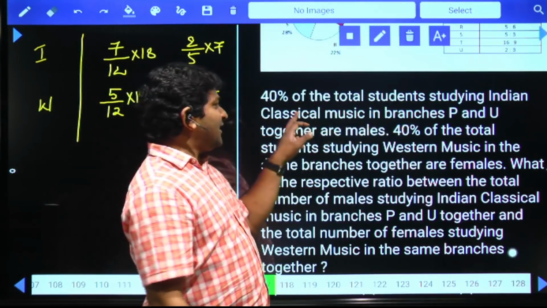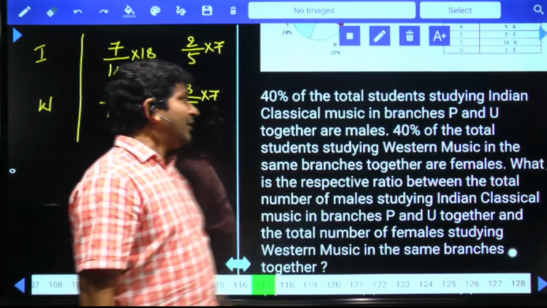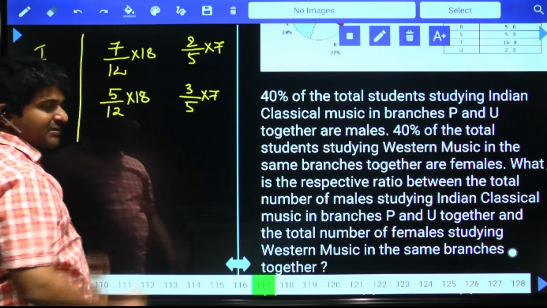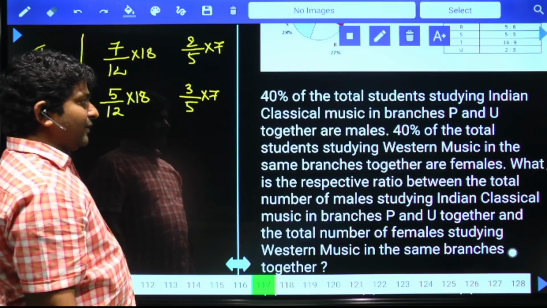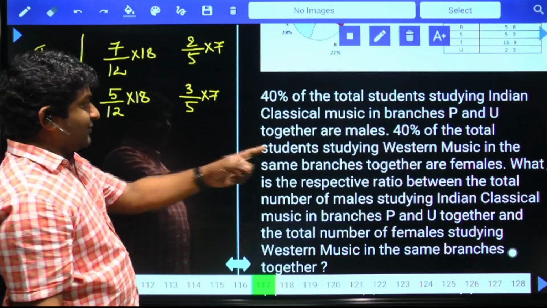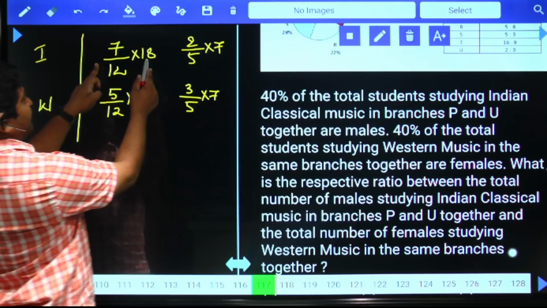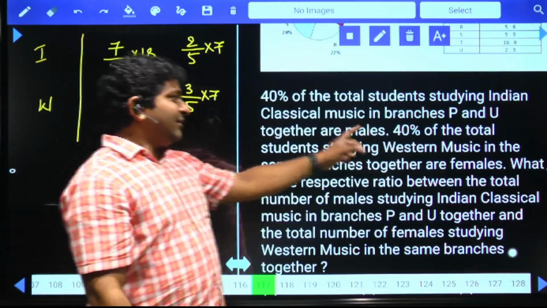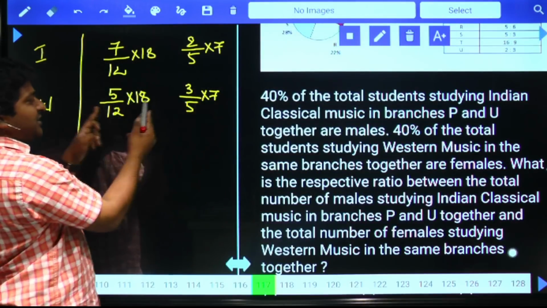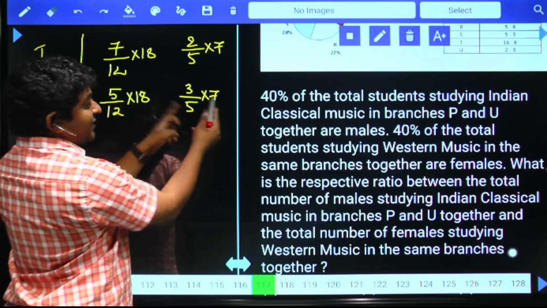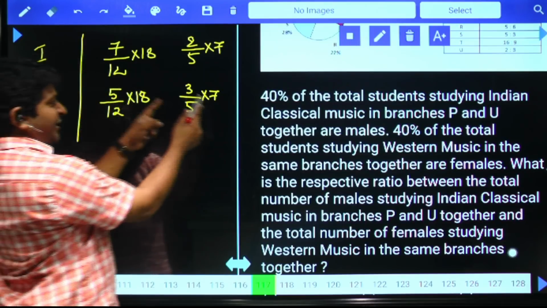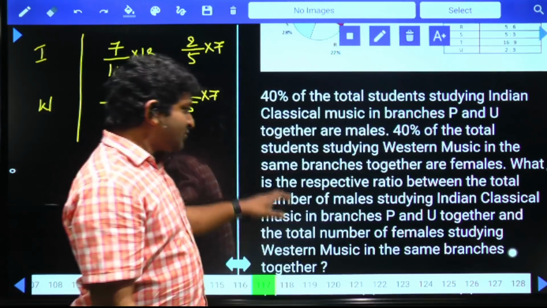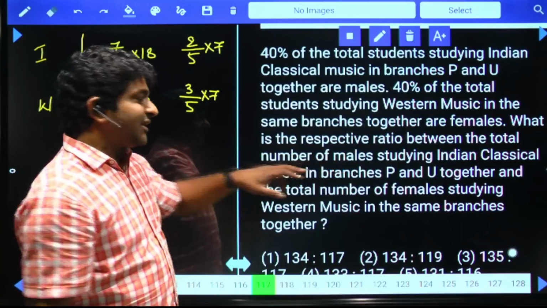40% ఆఫ్ స్టూడెంట్స్ స్టడీయింగ్ ఇండియన్ క్లాసిక్ మ్యూజిక్ ఇన్ బ్రాంచెస్ P, U టుగెదర్ ఆర్ మేల్. అంటే దీనిలో 40%, దీనిలో 40%. 40% of this number, 40% of this number are male. And about Western, this one and then this one. This is for branch P, and this is for branch U. 40% of this, 40% of this, both belong to female. Your question is to identify ratio between total number of male studying Indian classic.